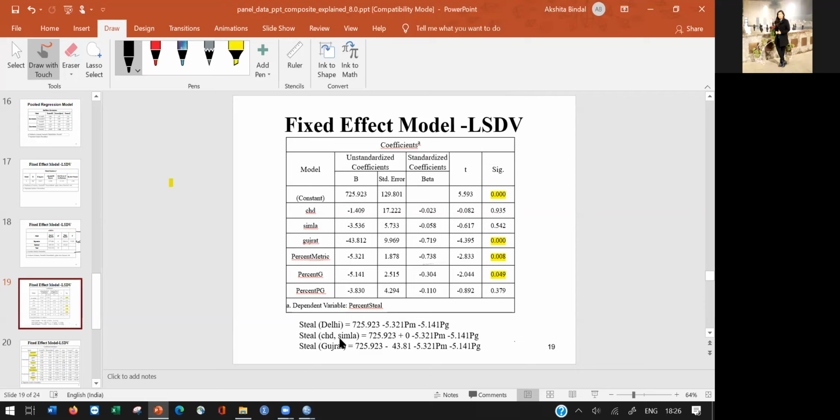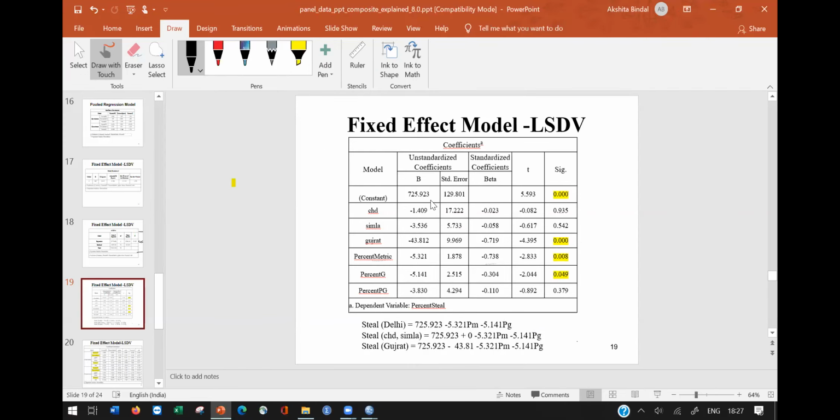So my equation for Chandigarh and Shimla remains the same. My percentage metric would be included, and my percentage graduate would be included. For Gujarat, my coefficient 725.923 is included. And because Gujarat is also coming significant, I'll also include this minus 43.81, minus 5.321 as percentage metric, and minus 5.141 as percentage graduate.